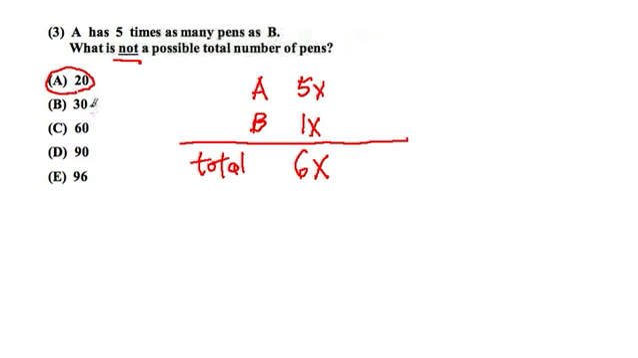6 times 5 is 30, 6 times 10 is 60, so those are multiples of 6. 6 times 15, and 6 times 16.